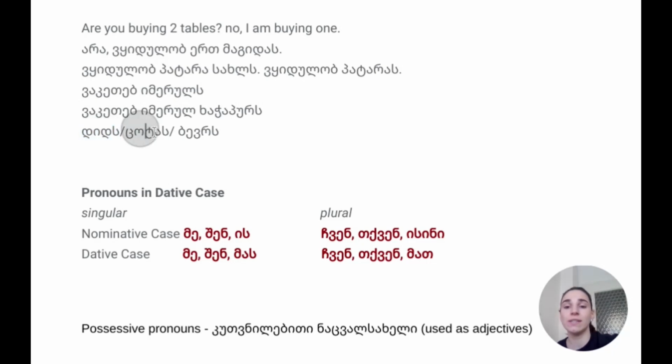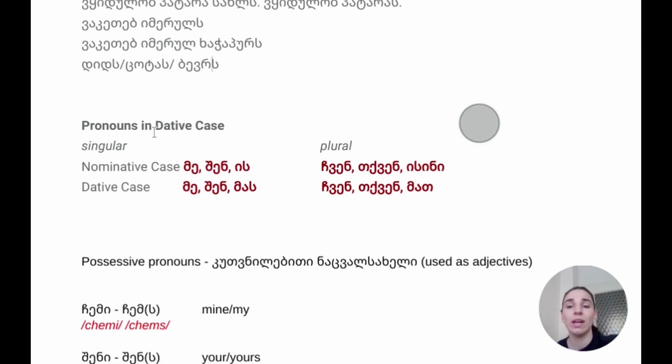Okay, the same goes for words like didi, then we say didis. Tsota is tsotas, ბევრი is ბევრს. Like I'm learning a bit would be ვსწავლობ tsotas, or I'm making a little one, ვაკეთებ tsotas. If someone asks you, are you making a lot of khachapuri? You can say no, just a little, tsotas, or ბევრს, as you want.